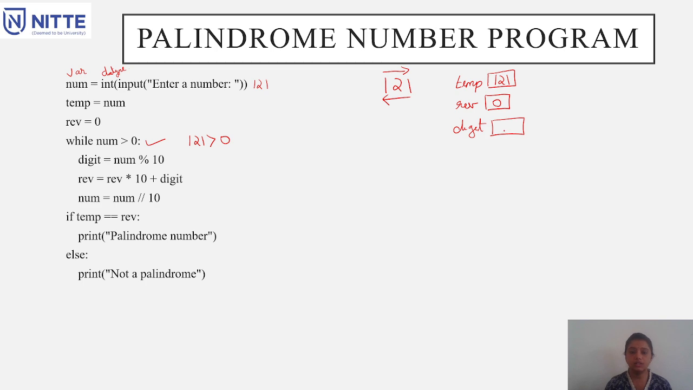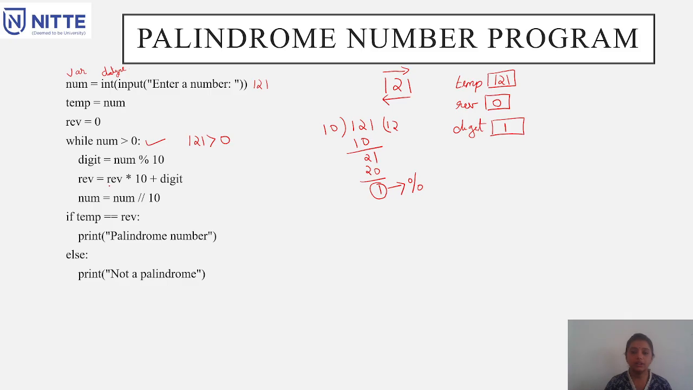How do I find the result? Num modulus of 10, that is 121 divided by 10. 10 ones are 10, 10 twos are 20, and I have the remainder as 1. I have to consider the remainder because I am using the modulus symbol in the statement. So this one digit is going to sit in the digit variable.